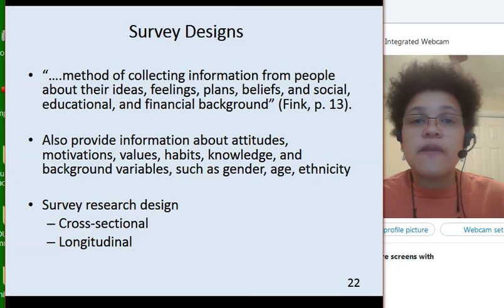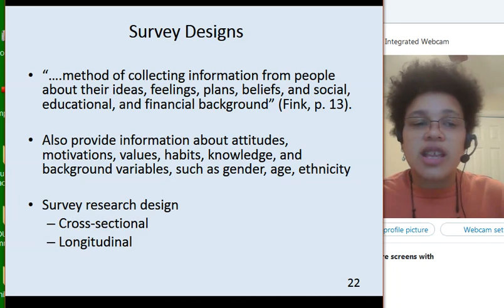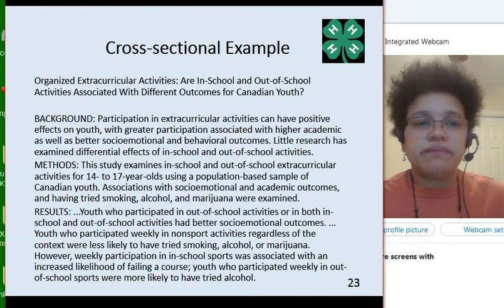Okay? If all of the seniors in your clinic participated in a survey, then that's not random assignment. Okay, that's not a survey research design.